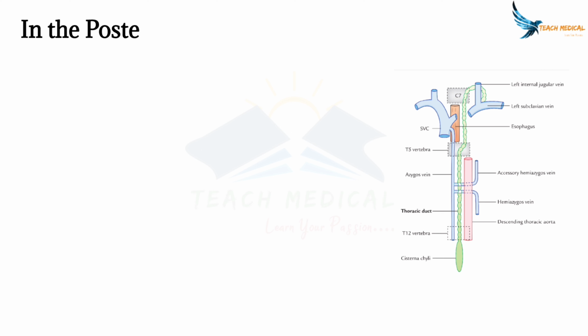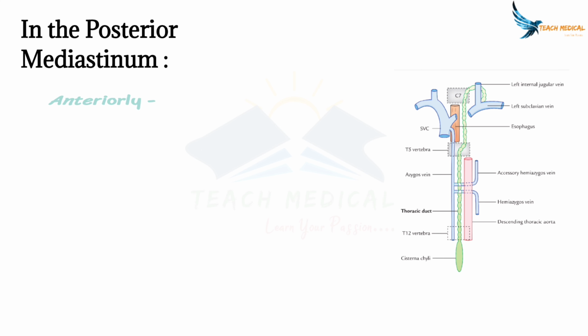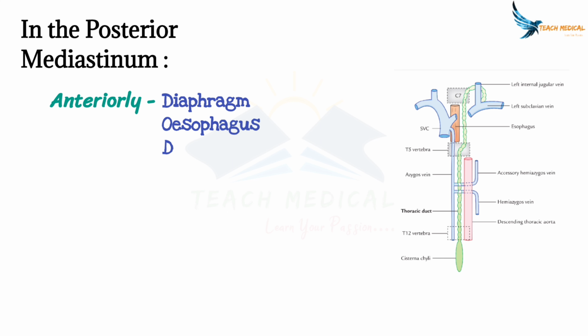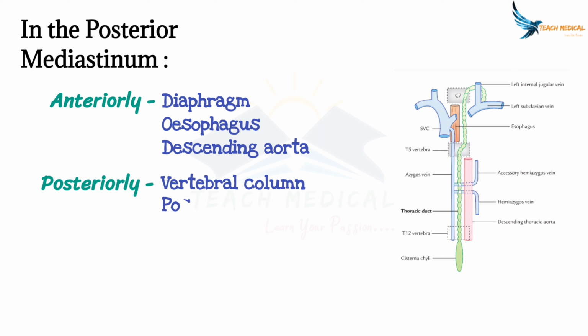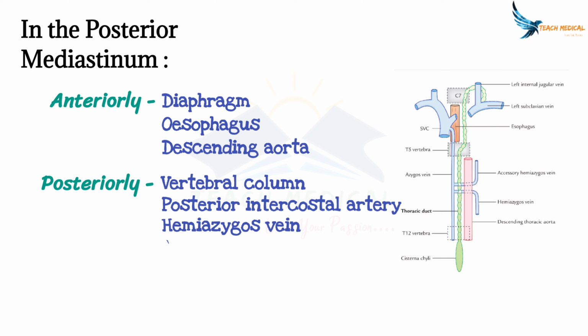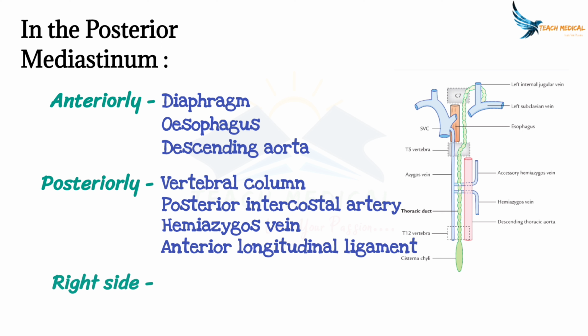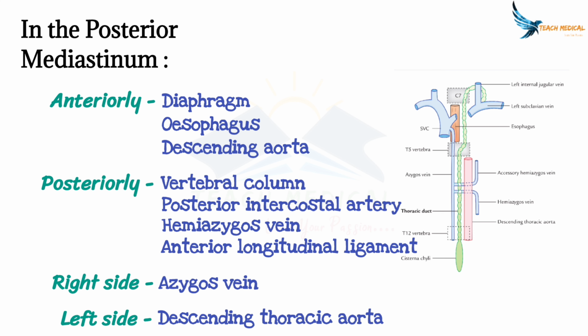B. In the posterior mediastinum. Anteriorly related to diaphragm, esophagus, descending aorta. Posteriorly related to vertebral column, posterior intercostal arteries, hemiazygos veins, anterior longitudinal ligament. Right side related to azygos vein. Left side related to descending thoracic aorta.